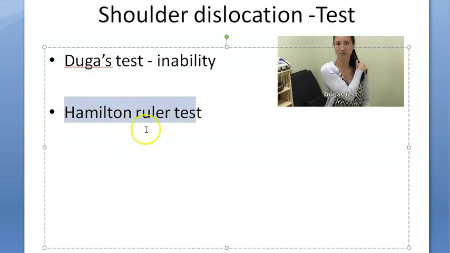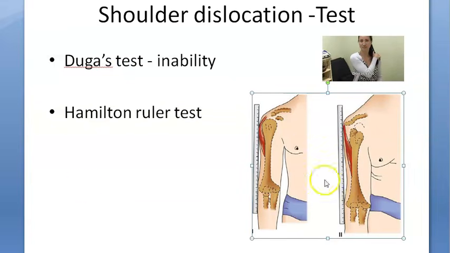Then coming to Hamilton ruler test, what is this? Because of this deltoid, whatever they're showing here, which muscle are they showing here? Because of the flattening of the shoulder, you know what will happen? If you place a ruler on the lateral side of the arm, you can see here, this will touch the acromion process. See, the ruler is touching the acromion process. Why? Because there is flattening of the shoulder, isn't it? The acromion process is touching the ruler.